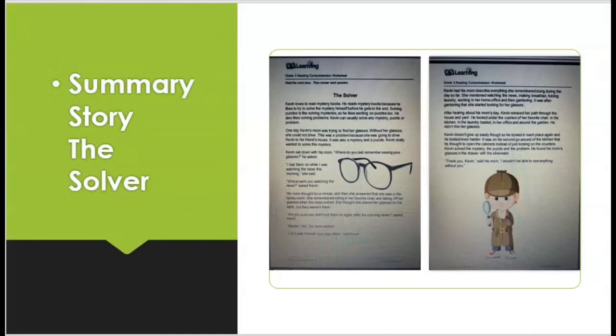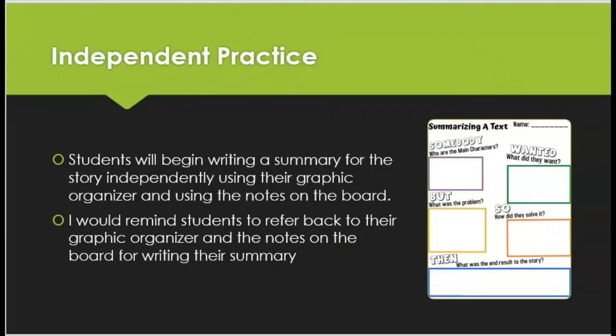The summary story, the solver. This is a handout that each student will have of the story so that they can read it independently, and we can also read it as a class. As far as the independent practice, students will begin writing a summary for the story independently using their graphic organizer and using the notes on the board, because in the guided practice and the model learning, we will be using this graphic organizer over here to help students pick out the main points in the story to help them summarize it.